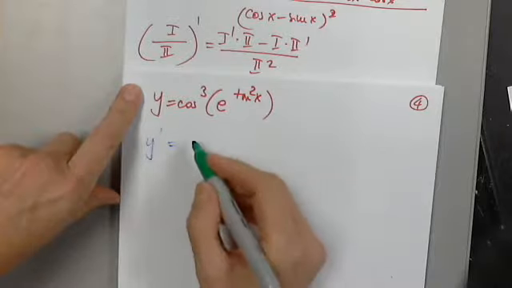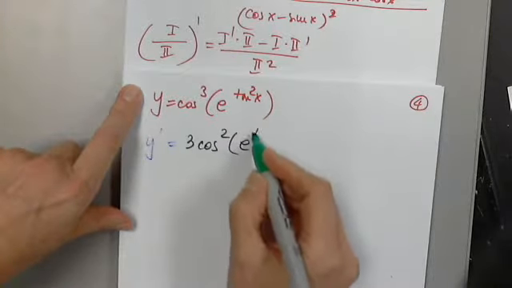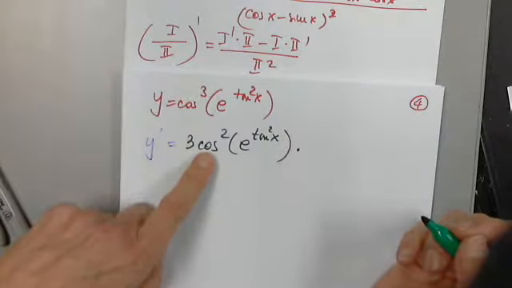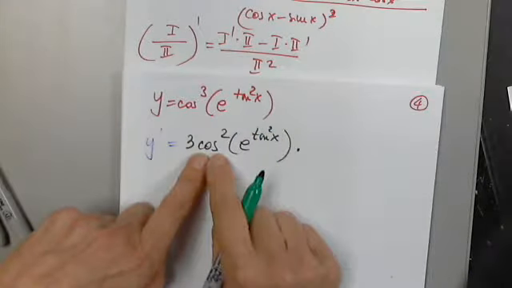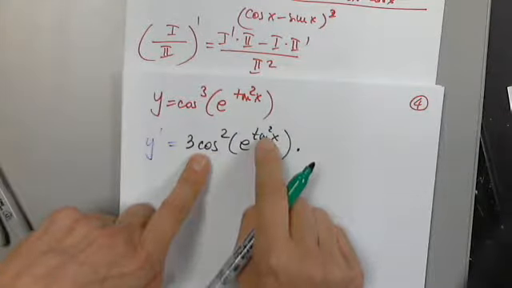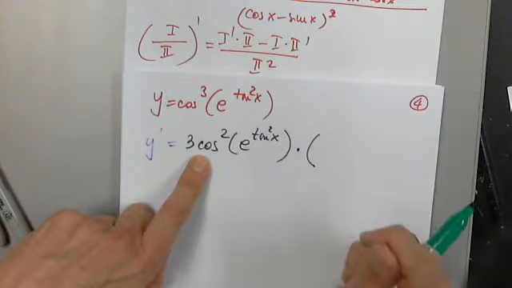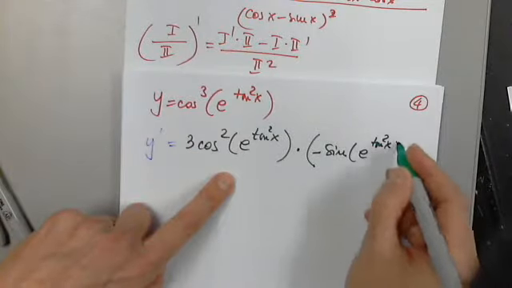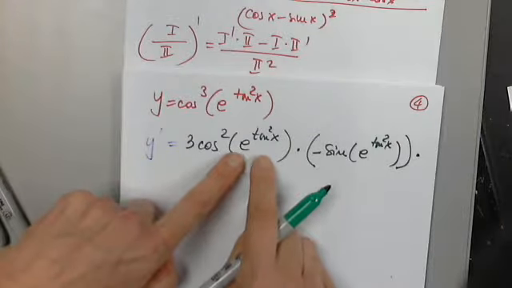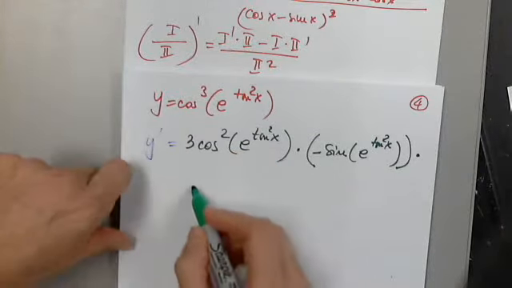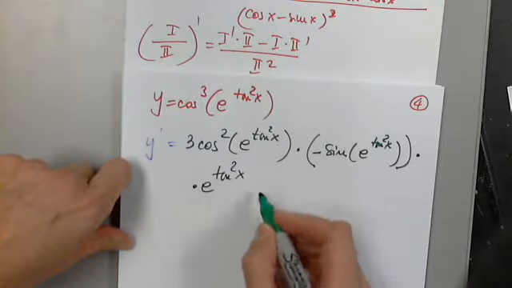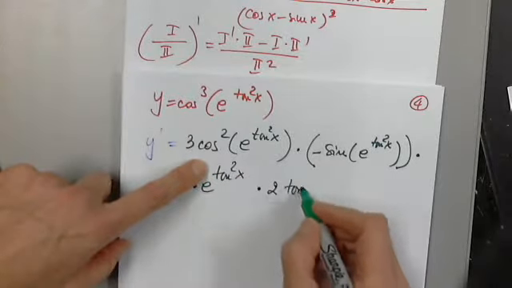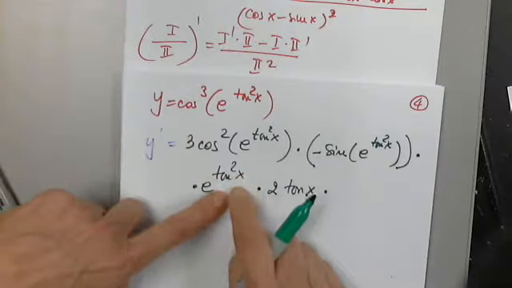James, go ahead. Give it a shot. 3 cosine squared. Awesome. Times the inner function prime. Not this one yet, but this one. And then this one. Negative sine of e to tangent squared, times this one prime now. Times e to tangent squared, times now this: 2 tangent x times secant squared.